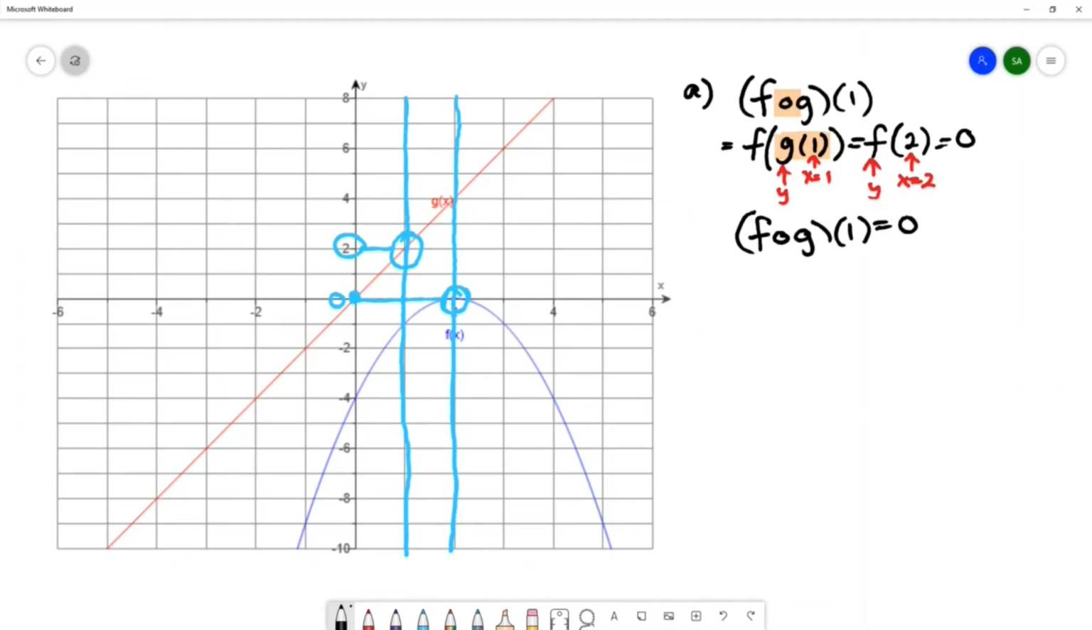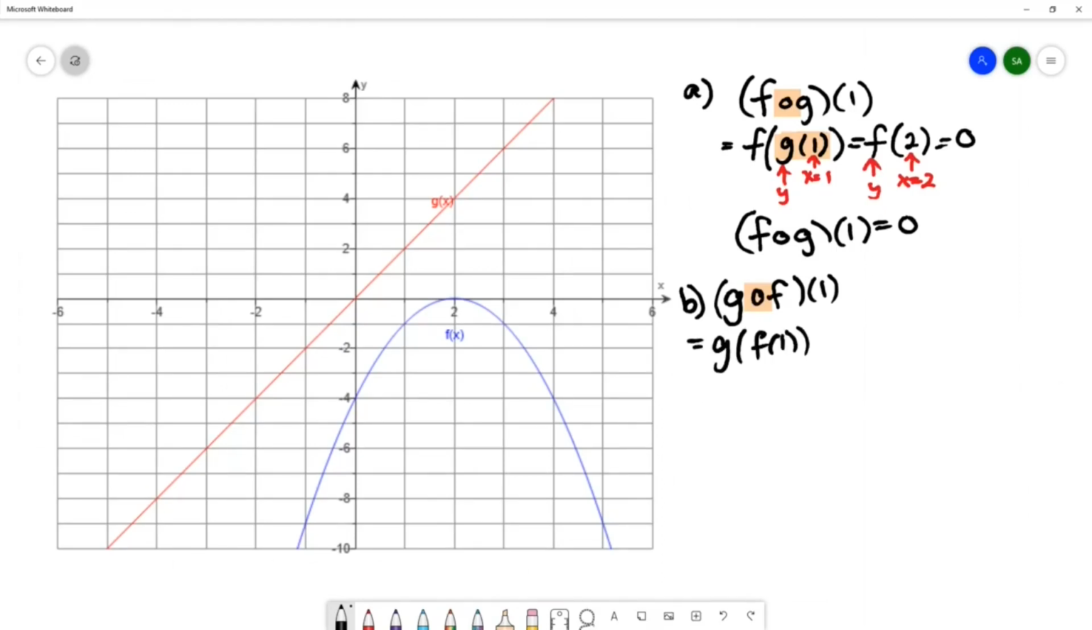I have another one for us to try. This will be part B, where we're looking for g composed with f of 1. Let me erase the markings that I had before so we don't get confused by all this notation. Once again, we're using that operation of composition. So we're going to rewrite our function as g of f of 1. On the inside, we recognize the symbols f of 1, and we know that x is equal to 1, and we're looking for y.